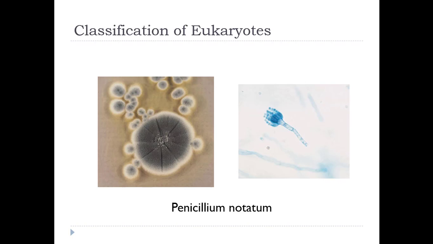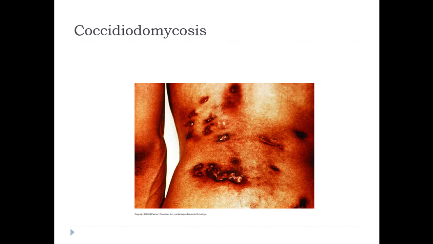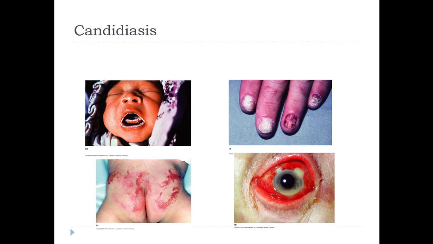Classification of eukaryotes. So the Penicillium notatum. These are some pictures of different fungi. The budding yeast cell, that's how they reproduce asexually. Conidia. This is a disease that's caused by fungi. Coccidioidomycosis. Cutaneous blastomycosis, another form of fungi, and some different nastier candidiasis, which you'll hear a lot if you get into the medical community.